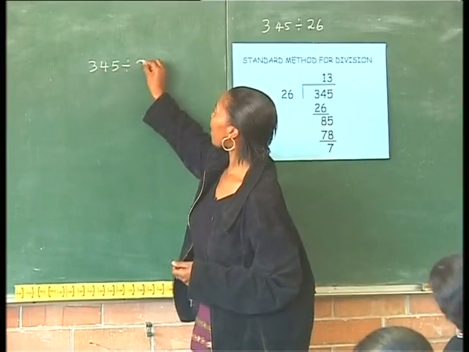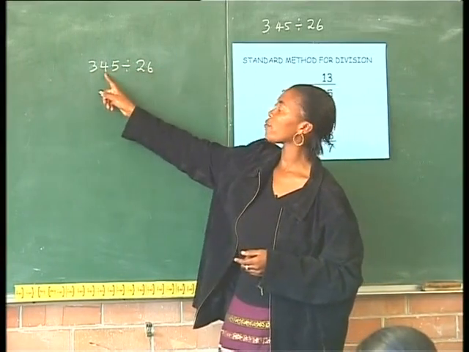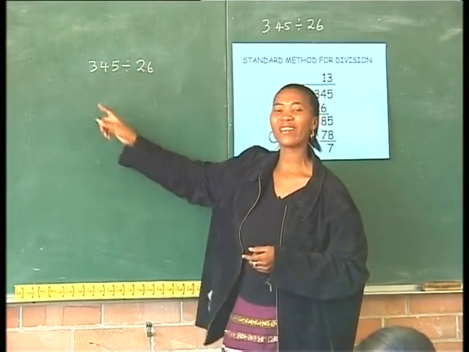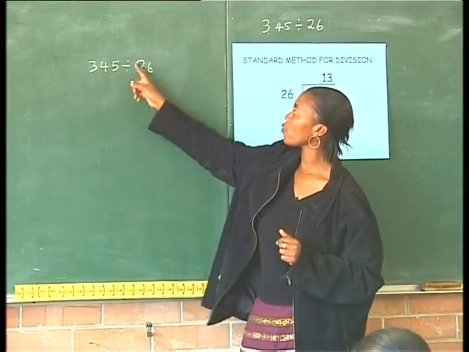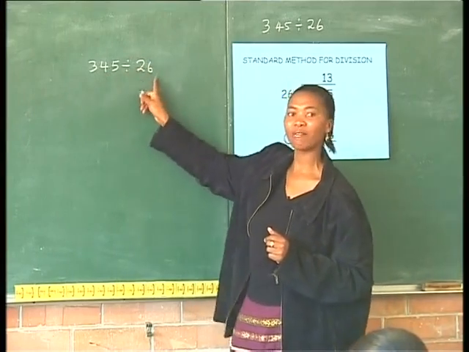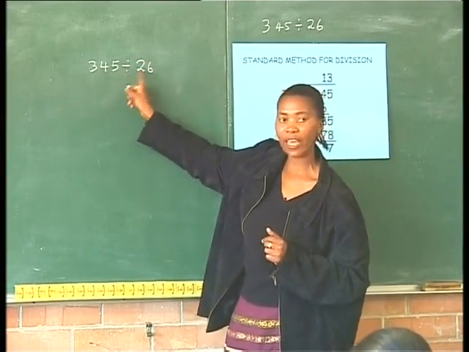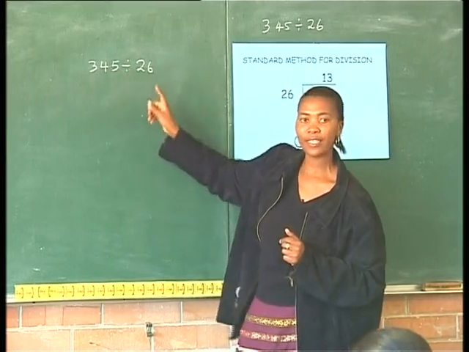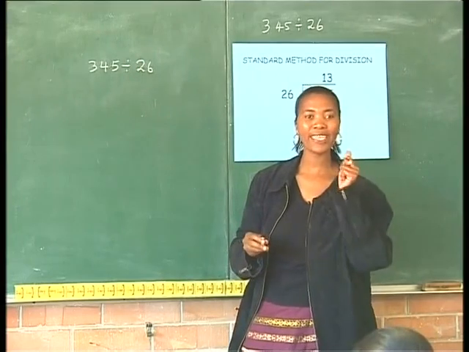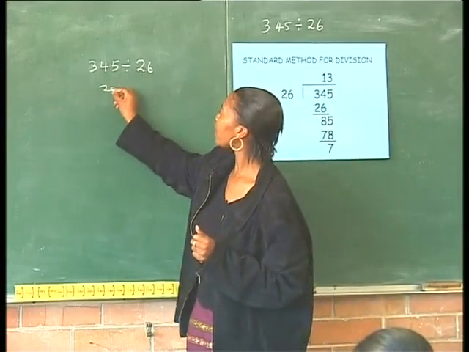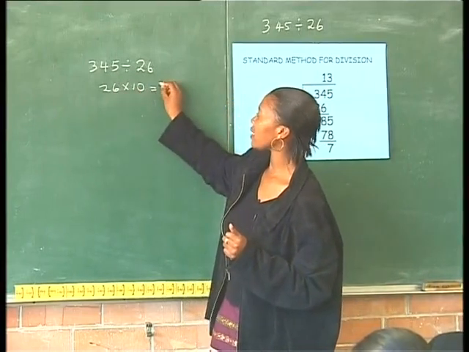So we will write 345 divided by 26. Now this tells us that we have to subtract 26 from the 345 as many times as possible. So the easiest way of doing this is when we multiply the divisor, and the divisor is the number that is after the division sign. So our divisor is 26. Let's make our divisor bigger, so we're going to multiply it by 10. So we will say 26 times 10. And what is 26 times 10?